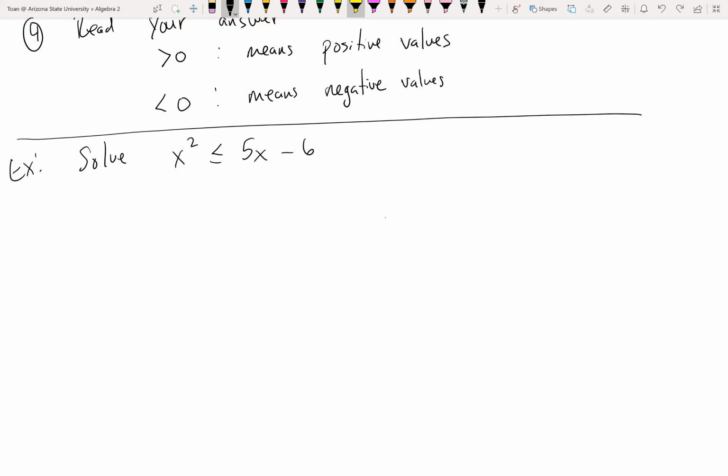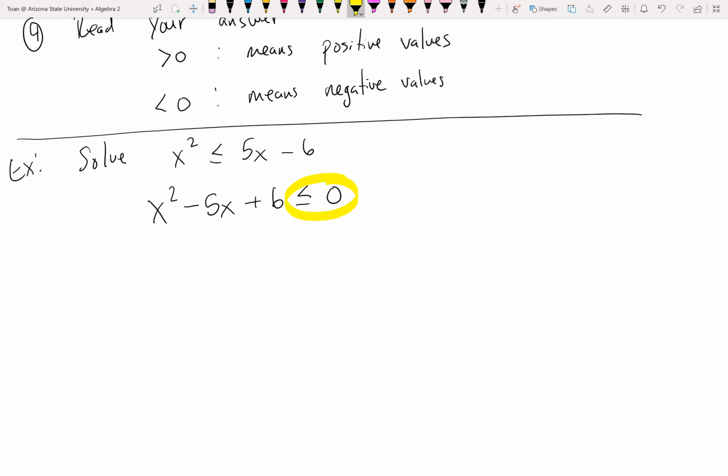It doesn't matter what side I have 0 on. Well, this is not 0. That means I've got to move pieces around. It doesn't really matter which side I move things to. However, I like the degree, the term with the biggest exponent, to be positive. So since the biggest exponent is x squared and I want to keep it positive, I'm going to move everything to the left. That means I'm going to subtract the 5x and add the 6. So when we do that, we get x squared minus 5x plus 6 is less than or equal to 0.